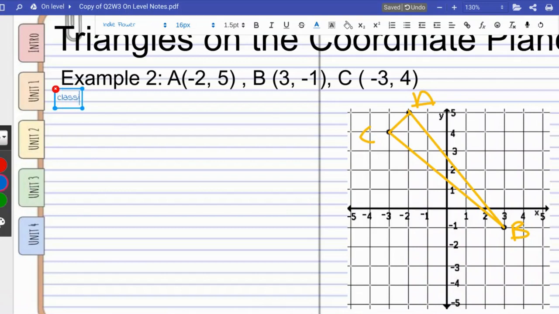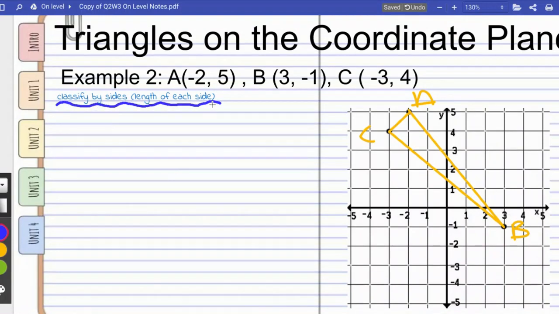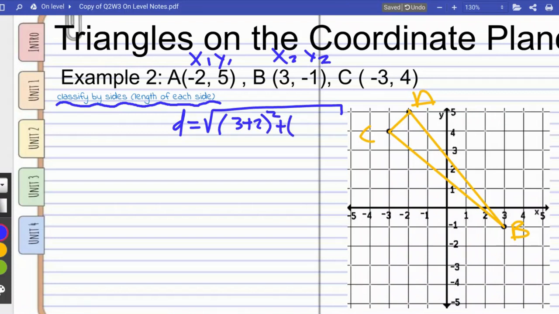Again, if we want to classify by sides, we need to find the length of each side using the distance formula. So let's do A to B first. This would be my x1, y1, x2, y2. So distance is equal to the square root of x2 minus x1, so that's going to be 3 minus negative 2, so that's going to be 3 plus 2 squared, plus negative 1 minus 5 squared.